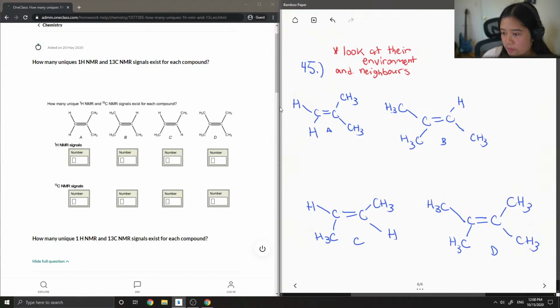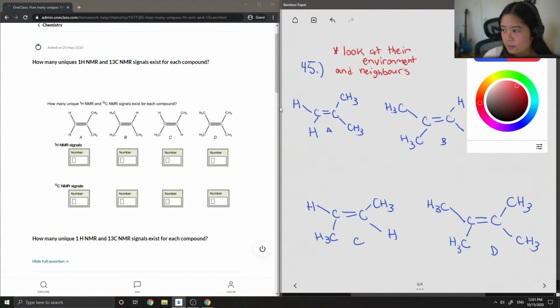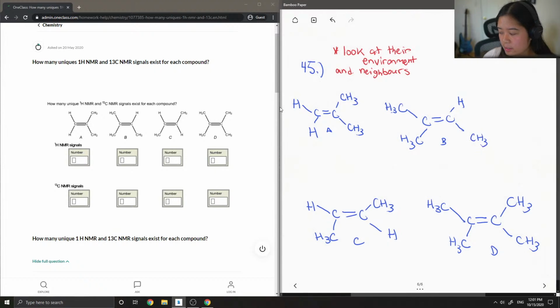Okay, so first for A, I'll do the HNMR signals in green. You'll see that these two hydrogens are in the same environment, and also these two hydrogens are in the same environment. So therefore this one gives off 2 HNMR signals.